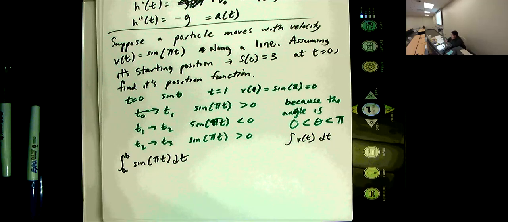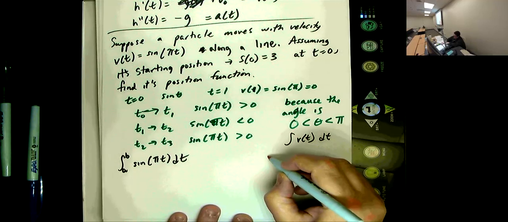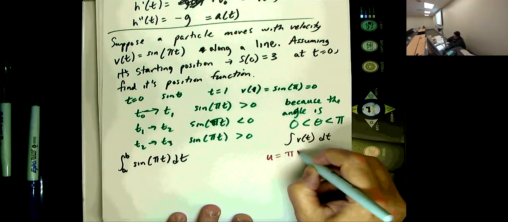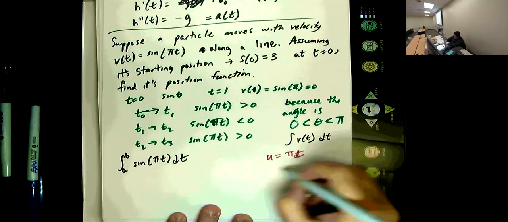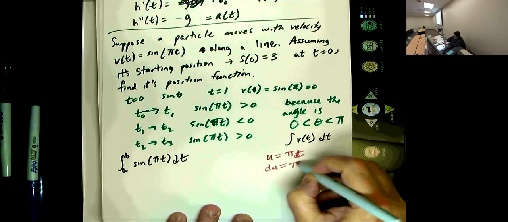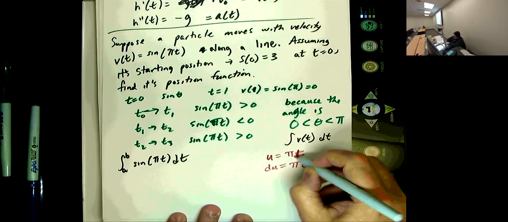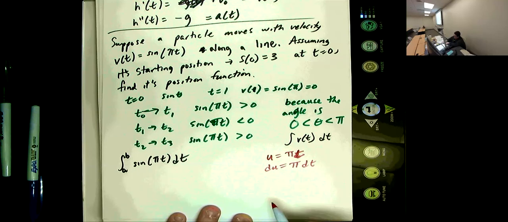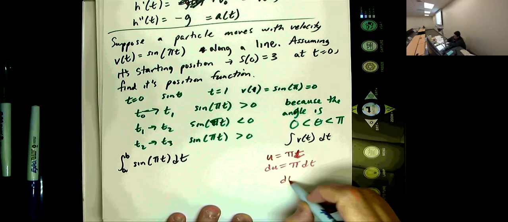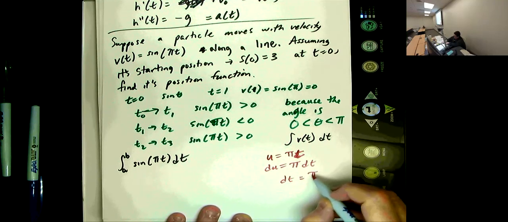This problem gets a lot easier with a substitution because the pi is messing it up, right? We know the integral of sine. The derivative of cosine would be negative sine, so the integral of sine should be negative cosine. But the pi is messing it up. So you might just do u equals pi t, and du equals pi dt. So dt equals du over pi.